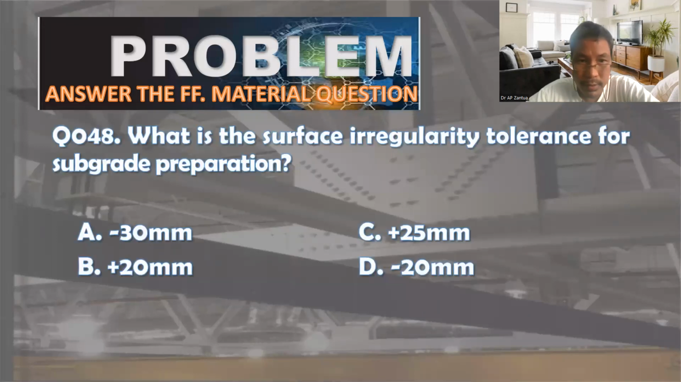So question number 48, we have the following. What is the surface irregularity tolerance for subgrade preparation? Letter A, negative 30. B, positive 20 mm. Letter C, positive 25 mm. Letter D, negative 20 mm. Again, what is the surface irregularity tolerance for subgrade preparation? Okay, subgrade could be used for what? For putting on the highways and roads or flooring.